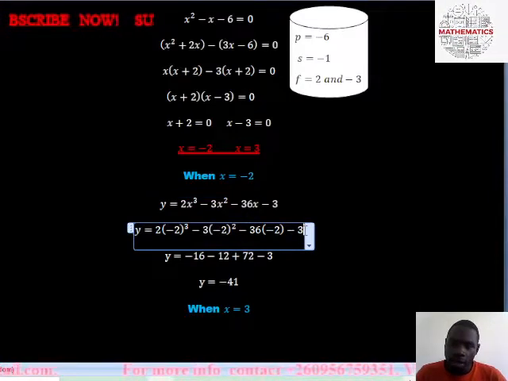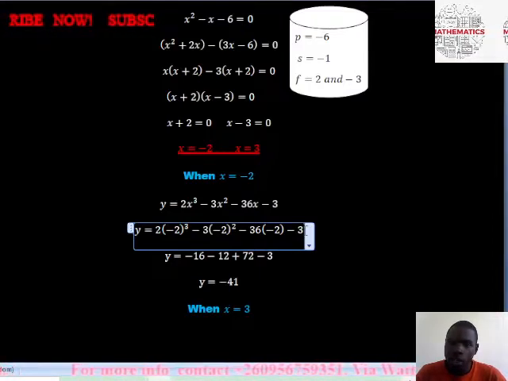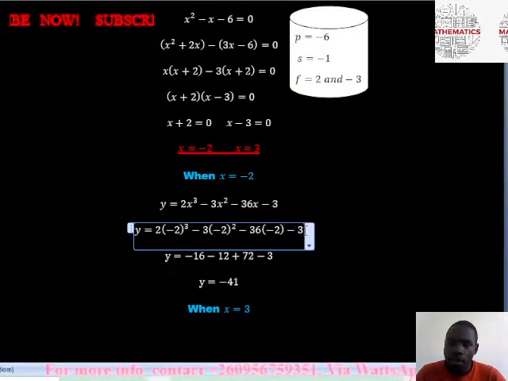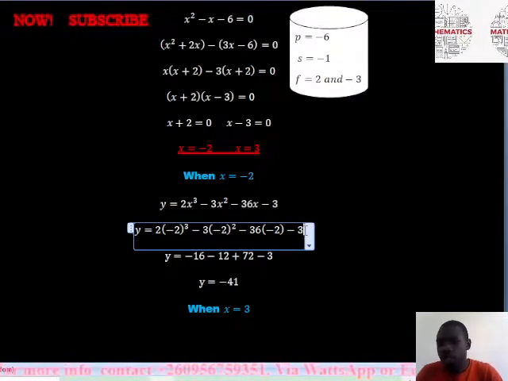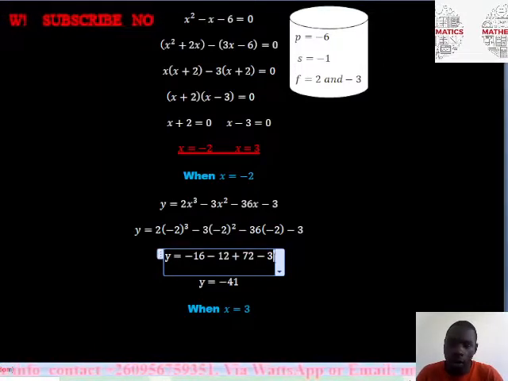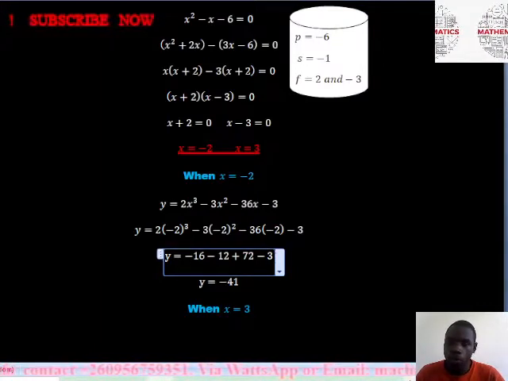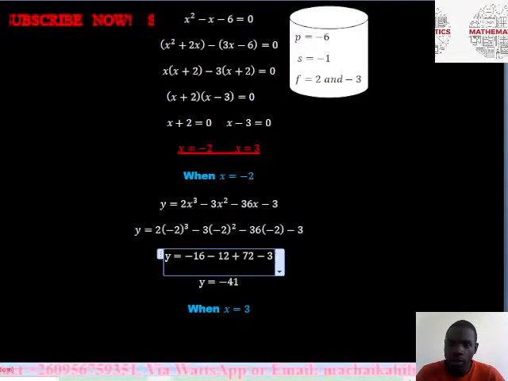So where there is x, I'll put -2. Again, where there is x on 3 there, I'll put -2. On 36 there is x, I'll put -2. When you multiply that, it will give you this. You can try it using your calculator. There's no problem about that. You can try it.